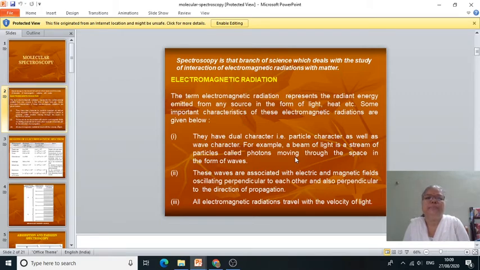Second chapter, spectroscopy. Up till now, in the first chapter, elementary quantum mechanics, you have studied the introductory part, the difference between classical theory and quantum mechanics, then the de Broglie hypothesis, the Heisenberg uncertainty principle, black body radiation, Planck's quantum theory, the Compton effect, then the Schrödinger wave equation and its derivation, then the particle in a one-dimensional box.